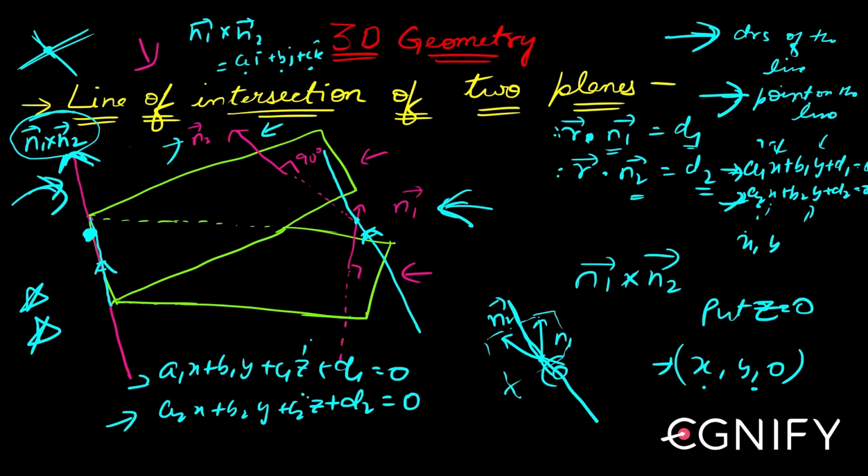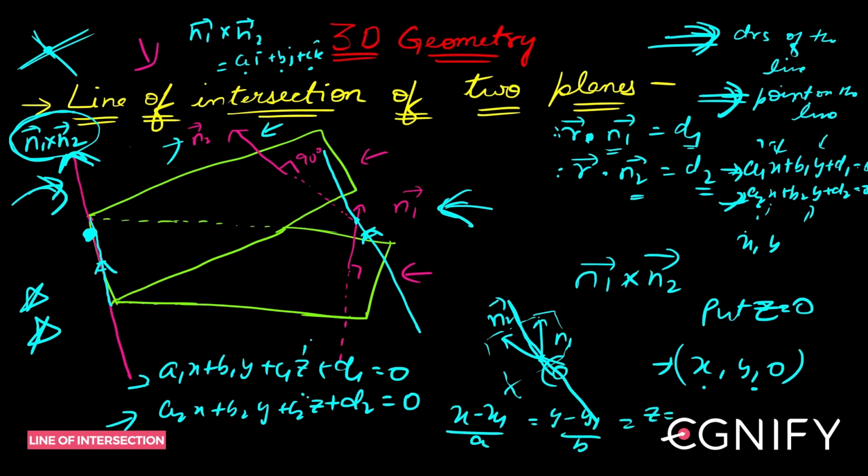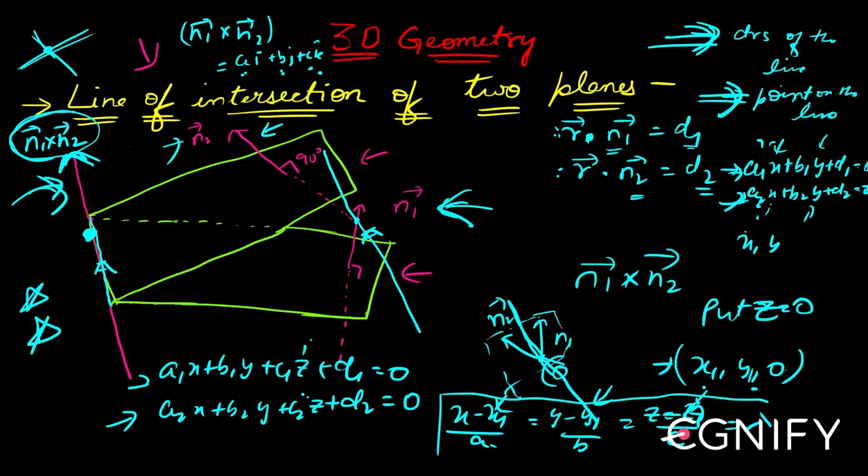You already got the dr's by using this cross product, and now you also have a point. Once you have these two quantities, you can use the symmetric form to write the equation of a straight line: (x minus x1) by a is equal to (y minus y1) by b is equal to (z minus z1) by c is equal to lambda, where x1, y1, z1 is the point you found, with z1 being 0, so you put a 0. And a, b, c, what are they? You get them after you do n1 cross n2, you get the dr's. This way you'll be able to write the equation of the line.